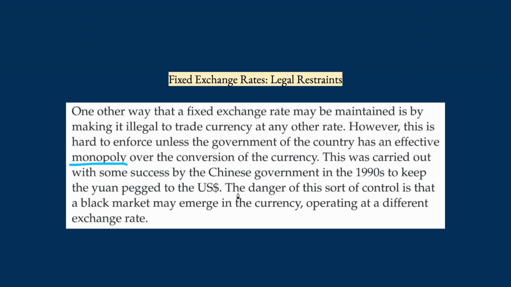However, the danger of this sort of control, of a government being able to control an entire fixed currency, is that a black market may typically emerge in the currency operating at a different exchange rate. Basically this means that in a new black Forex market, which may emerge as a result, people will start trading currencies at cheaper prices because they want to spend less money, which overall negates the entire point of the government keeping a fixed exchange rate, as instead the exchange rate will begin either to fall or increase. Hence, it doesn't always work to use legal restraints, and it's very hard to do so.